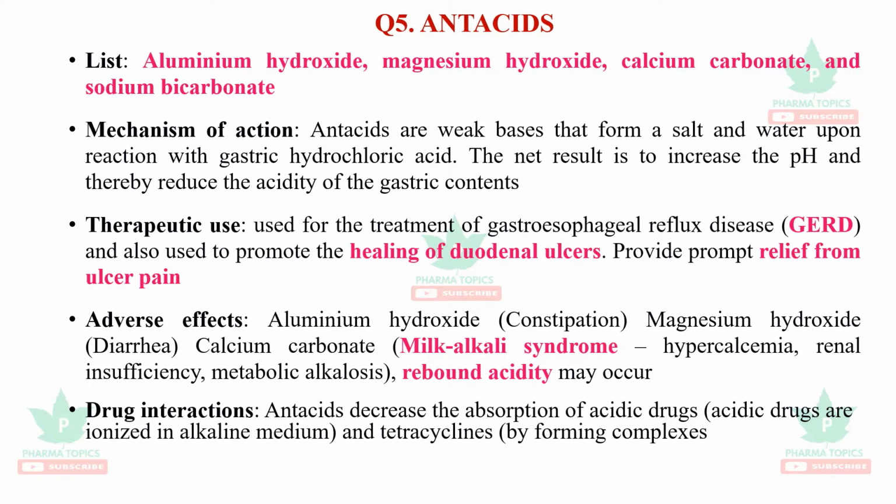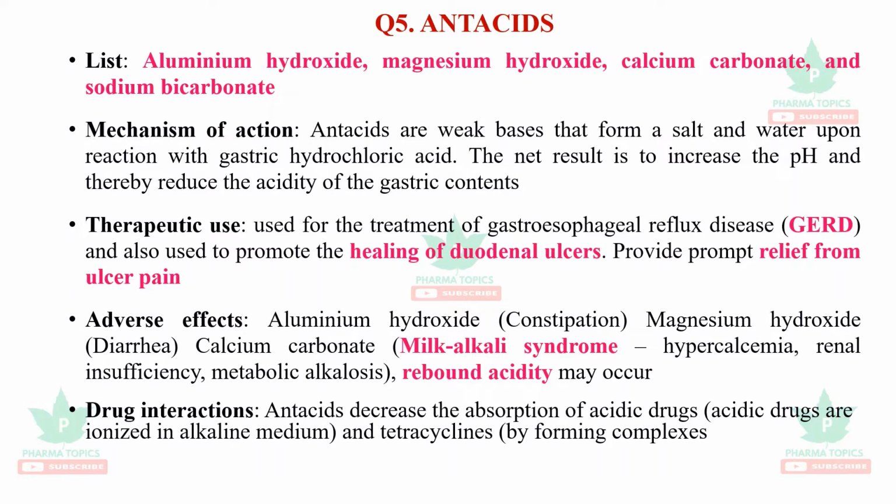Usually in the antacids, a mixture of aluminum hydroxide with magnesium hydroxide is used. Calcium carbonate was once used in antacid composition, but now it is not widely used. There is a question called milk alkali syndrome, which has been asked in some question papers. It is calcium with milk. It causes milk alkali syndrome, which causes hypercalcemia, renal insufficiency, and alkalosis.